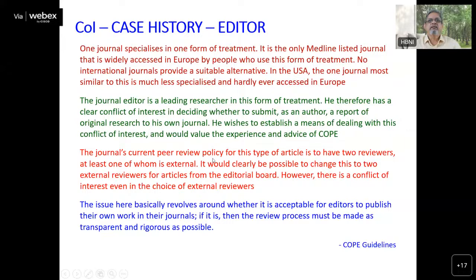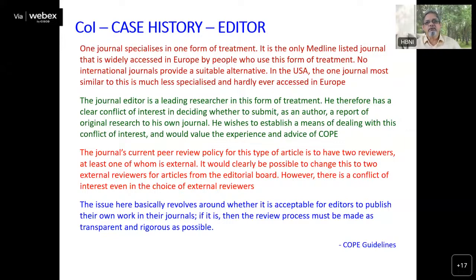So currently that journal's peer review policy is that it should have 2 reviewers, and at least one of them should be an external reviewer. So it should be very clearly possible to change this to 2 external reviewers instead of having 1 internal. Both can be external reviewers. But sometimes even when you consider external reviewers, in this particular case, because of such a narrow field of research, a conflict of interest can exist even in the choice of the external reviewers.